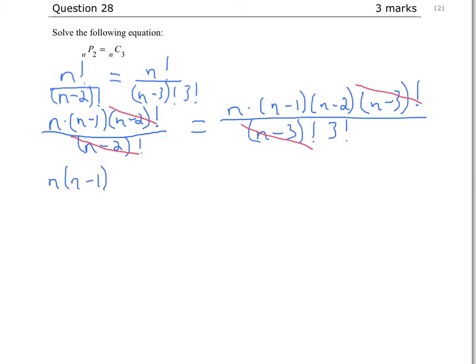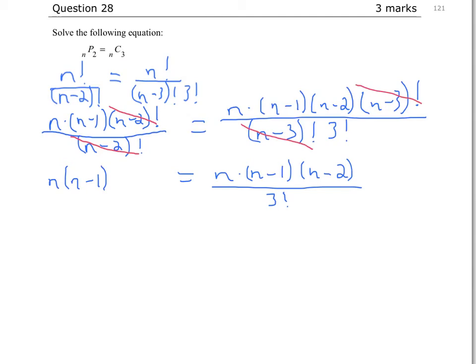So what do we have? What are we bringing forward? We're bringing forward n times n minus 1 times n minus 2 all over 3 factorial. Okay, so now we can see this as an entire equation, and we could have done this earlier. I'm just choosing to do it now.